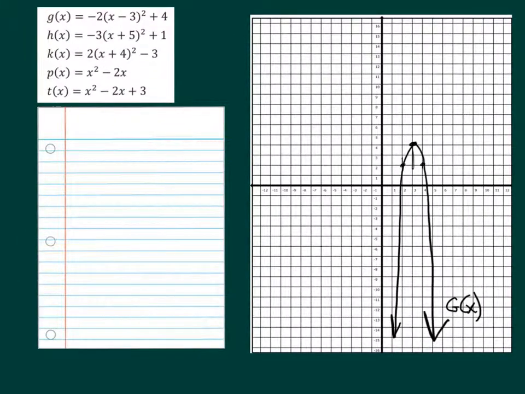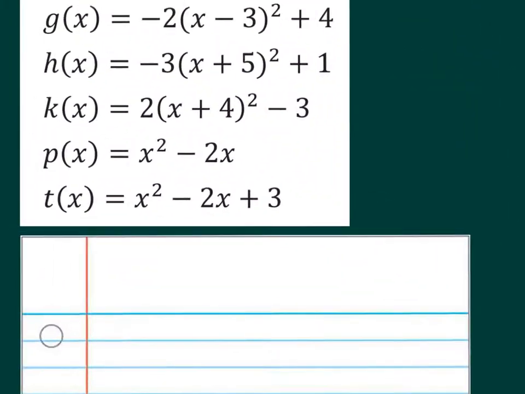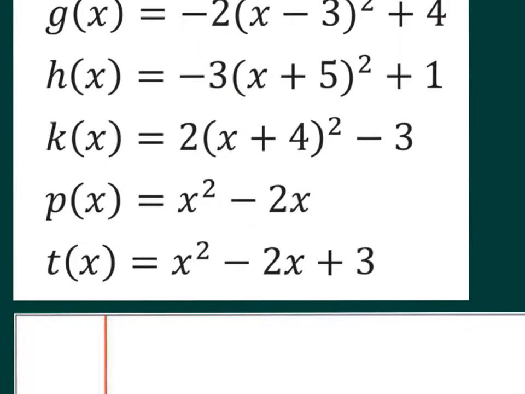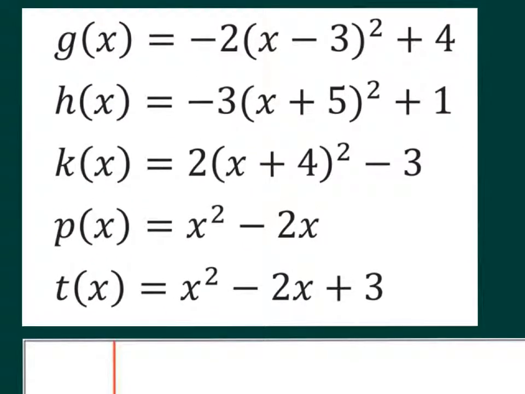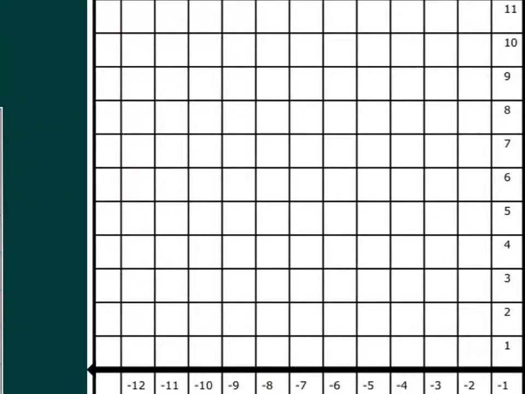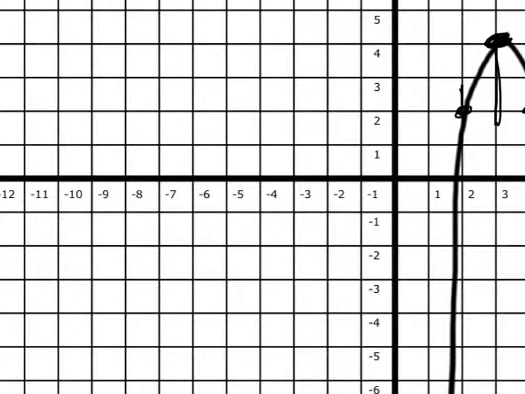Is this one supposed to be pointed? The next one is h of x. What can I take out of the h of x? Negative 5, and positive 1. Yeah, the vertex is negative 5, 1. So we will go back 5 and then up 1. We'll do this in red.